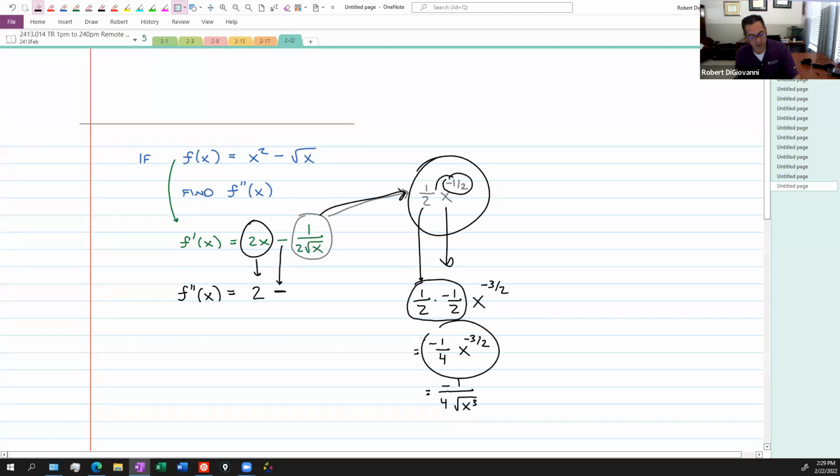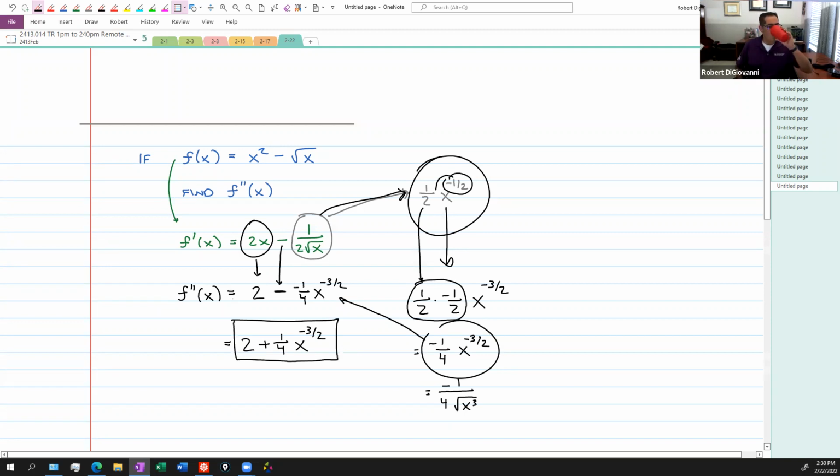But this goes here, doesn't it? So you're going to have a double negative here, -1/4 x to the -3/2. When you put those minuses together, you get plus 1/4 x to the -3/2. That should be your second derivative. Questions there?